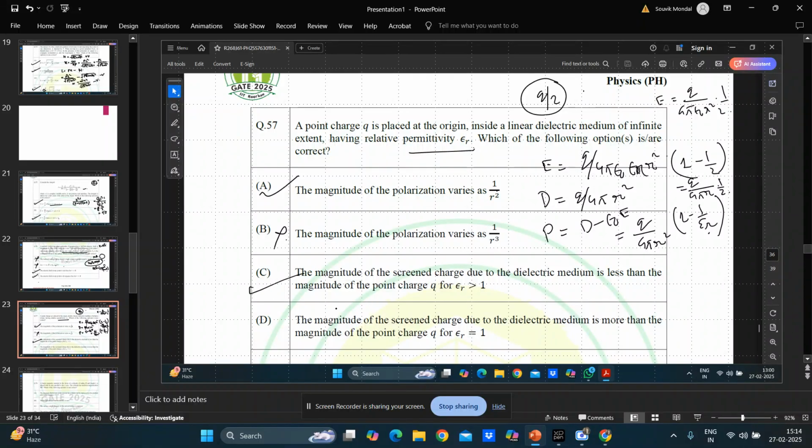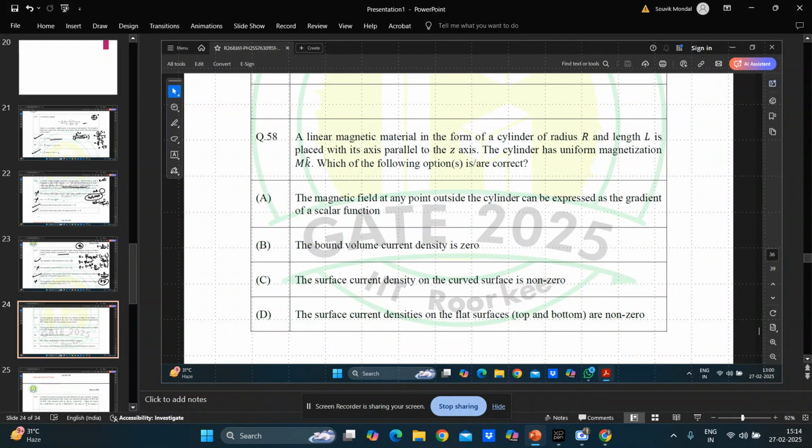And for epsilon r equal to 1, it is exactly equal. For epsilon r equal to 1, your E is simply q by 4 pi epsilon naught r square. So there is no screening, so the effective charge it is seeing is exactly equal to q, not more than q. So it is wrong.